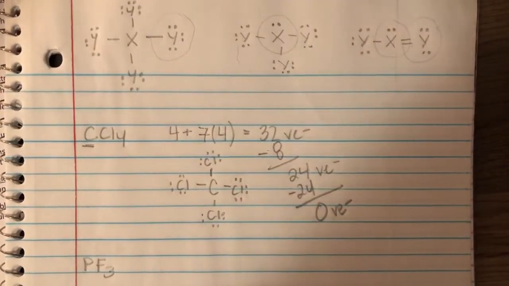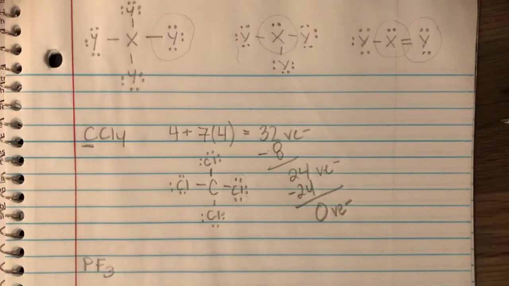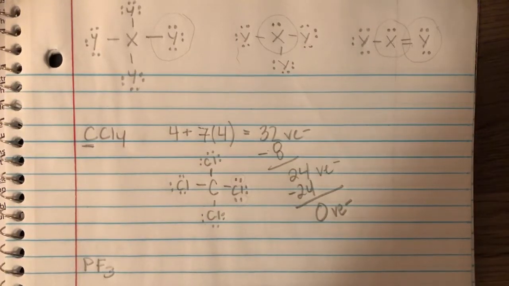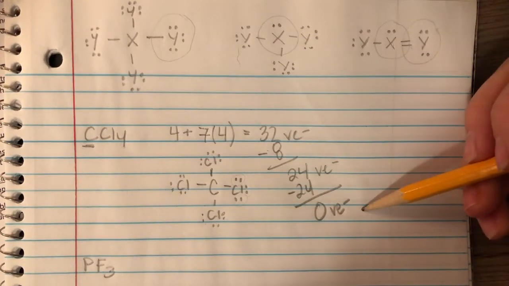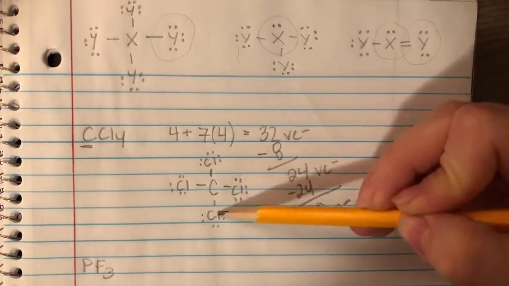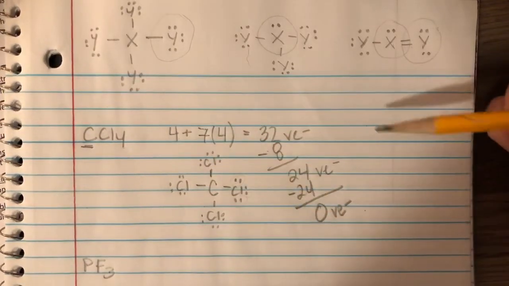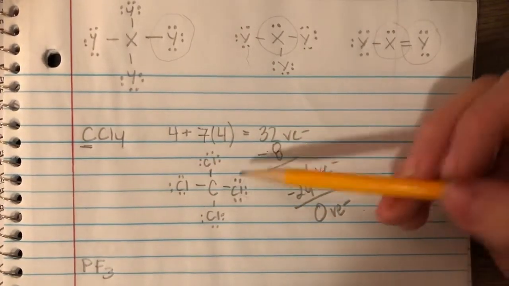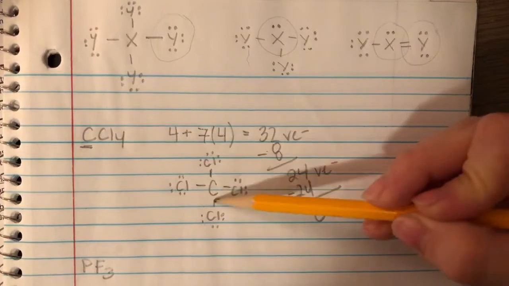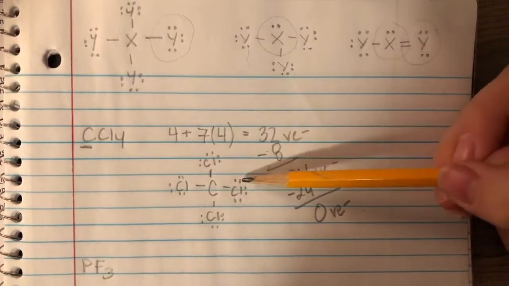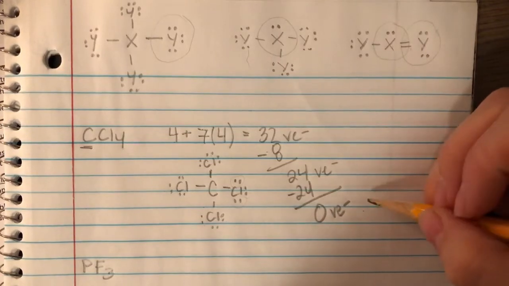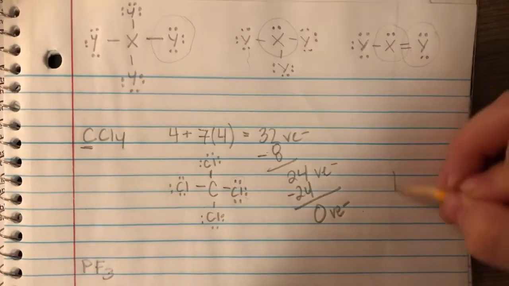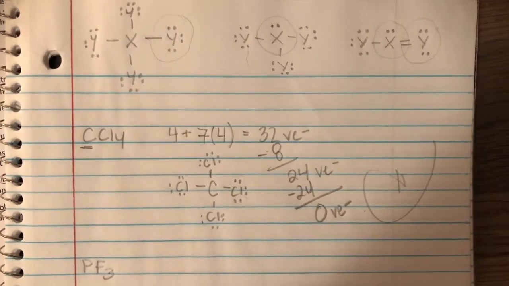That is one condition of being done, but that doesn't mean we're always done. So we are only done with these Lewis structures when we are both out of valence electrons and each element has 8 valence electrons, a full valence shell. So currently carbon has 8, 2, 4, 6, 8, and each chlorine has 8, 2, 4, 6, 8 valence electrons. So we satisfied both of those things, so that means our structure is done.